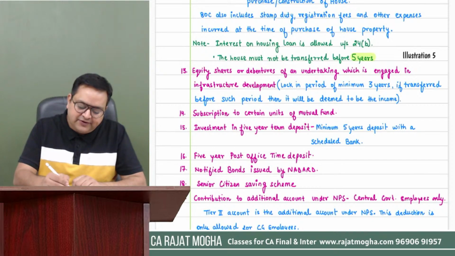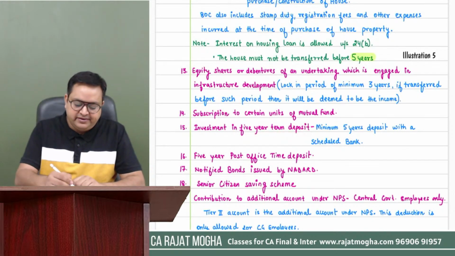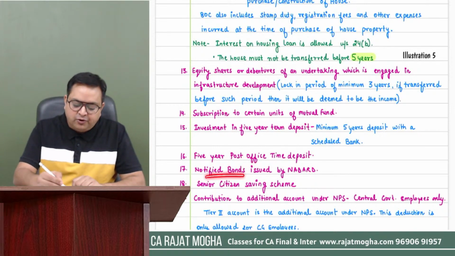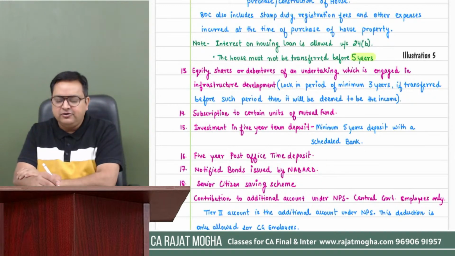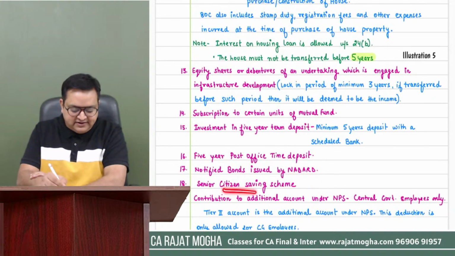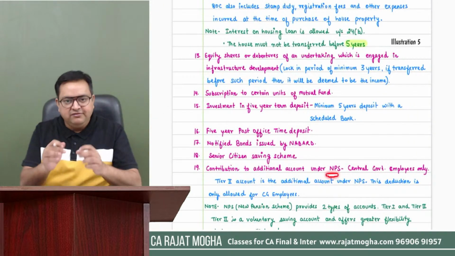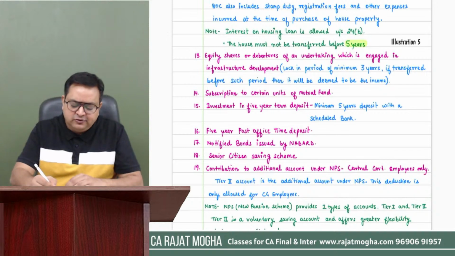So if you are making a 5-year term deposit, then you can claim a deduction over here. Or a 5-year post office time deposit also is allowed. Notified bonds issued by NABARD. Please remember, if you are investing in NABARD bonds, then the deduction is allowed. Senior citizen savings scheme is allowed. And NPS, new pension scheme. Although we will do NPS in section 80CCD, here also deduction is allowed.